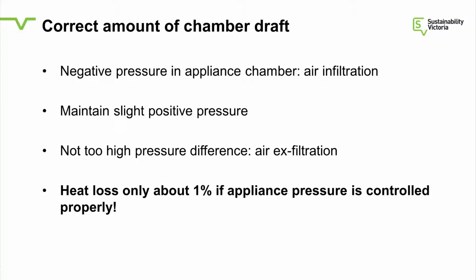We talked about chamber pressure. If you've got too high a pressure in the furnace, it can lead to leakage. If you've got too low a pressure, it can pull air in without taking part in combustion. It can pull air in through these leaks, and then that goes up as losses through the flue. Heat loss is only about 1% if appliance pressure is controlled properly, so it's important to do that.